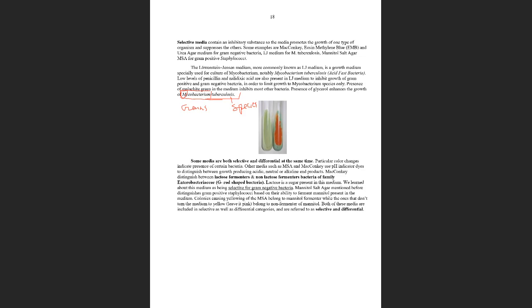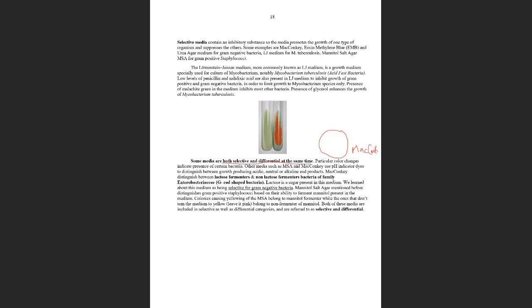Okay. All right, so moving on. So you know about selective, you know about differential, yes? The next thing is that there are some growth media that could be both. Meaning one growth medium could be selective as well as differential at the same time. So let's say MacConkey. Remember we talked about MacConkey? So MacConkey is one example.